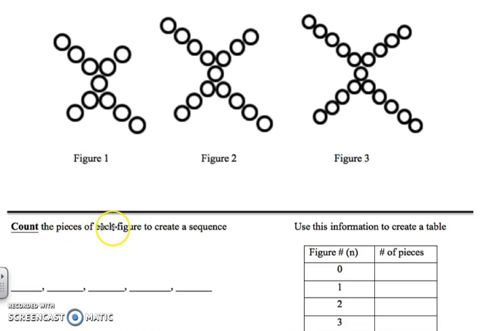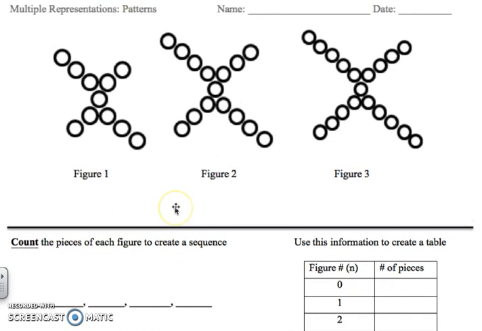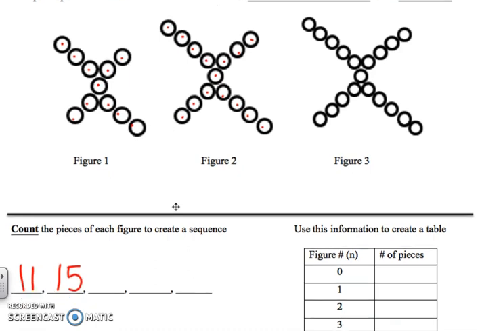So first I need to count the pieces of each figure to create a sequence. So I'm going to count 1, 2, 3, 4, 5, 6, 7, 8, 9, 10, 11. So there were 11 pieces in figure 1. Then I'm going to count figure 2. 1, 2, 3, 4, 5, 6, 7, 8, 9, 10, 11, 12, 13, 14, 15. So there are 15 pieces in figure 2. So looking at 11 and 15, maybe they're adding 4, but let me check.